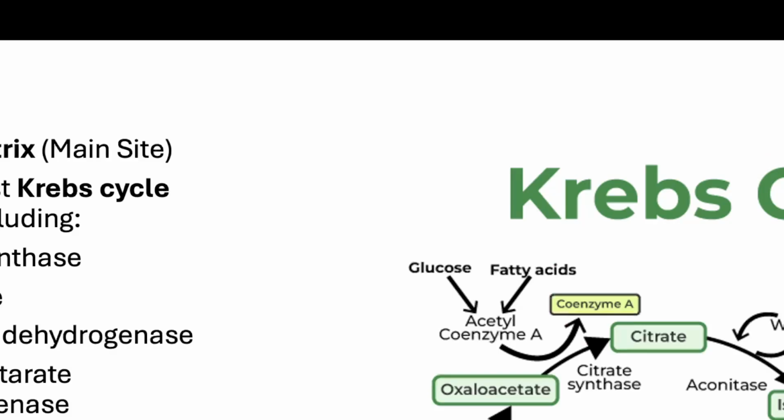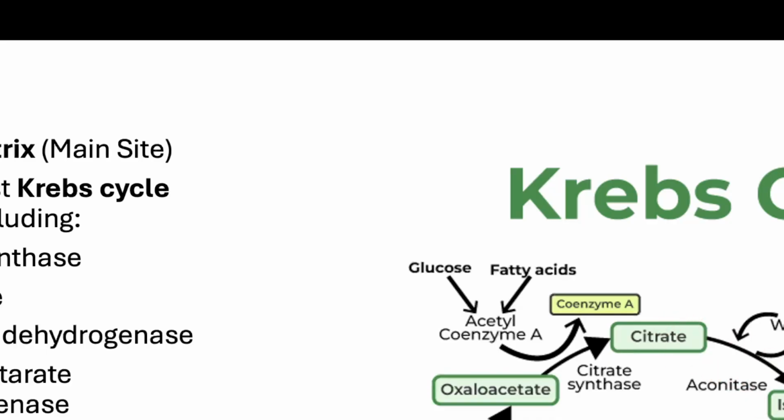So this is the overview of a Krebs cycle. So in the Krebs cycle, we have our tricarboxylic acid, oxaloacetate, then we have citrate synthase turning it into citrate, aconitase to isocitrate, just a rearrangement inside the citrate.